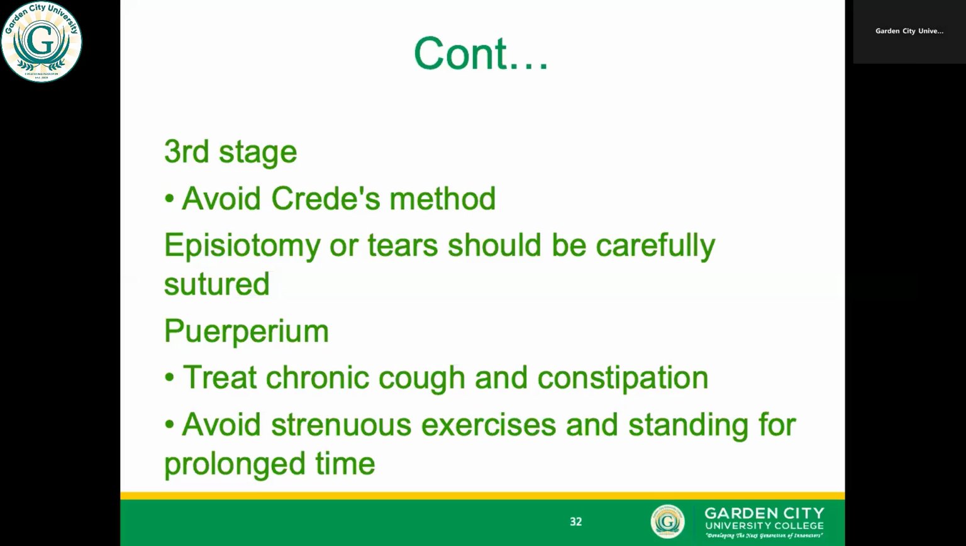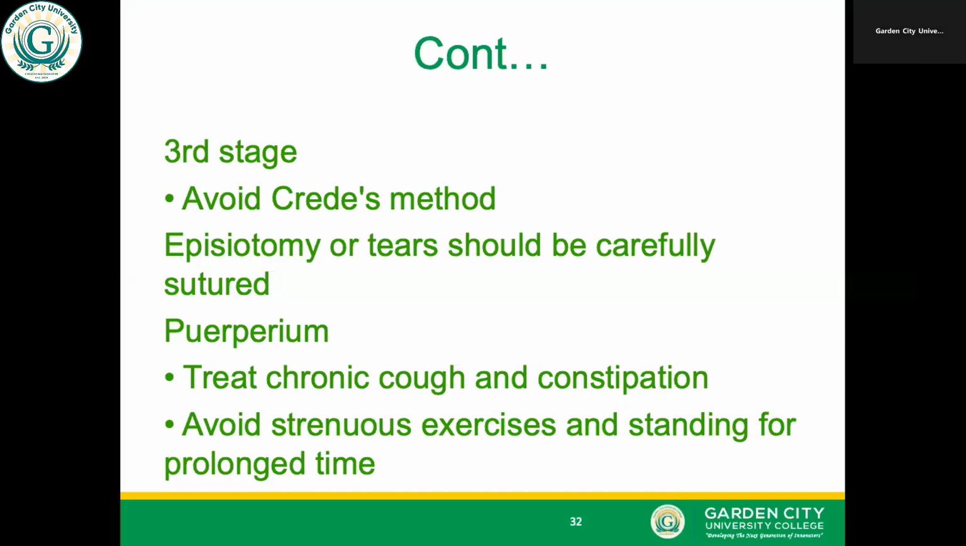So episiotomy or tear should be carefully sutured. If you have given an episiotomy in your second stage to speed up the delivery, then you should suture it very well so that there will not be spaces to cause any descent of the uterus, in the case that the uterus and the ligaments have not recovered and are trying to descend.